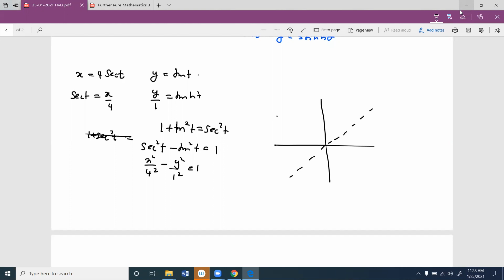graph somewhere over here. I mean, it's a shape like this, and it comes a shape over here. This is 4 and this is 4, and this is y equals b over a x. b is 1, so 1 over 4 x, and this is y equals minus 1 over 4 x. That's a way of getting the parametric equation and the sketching part.